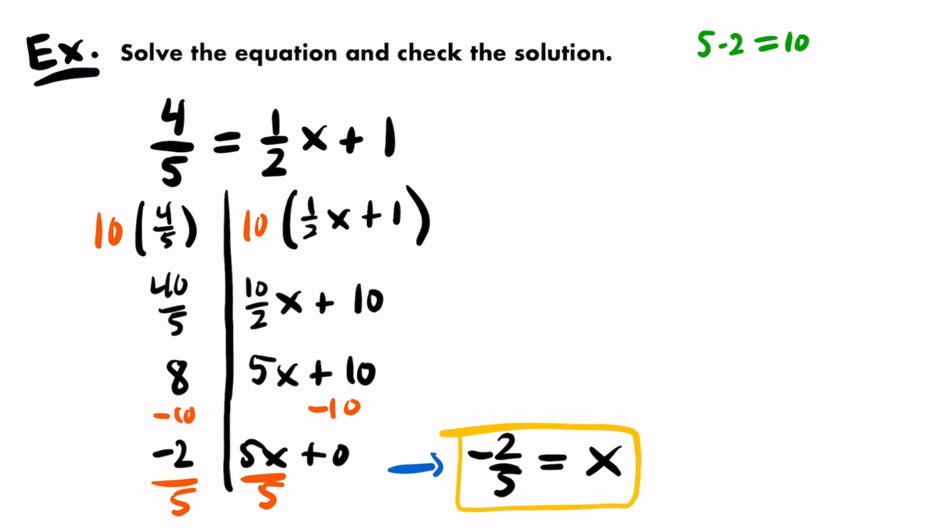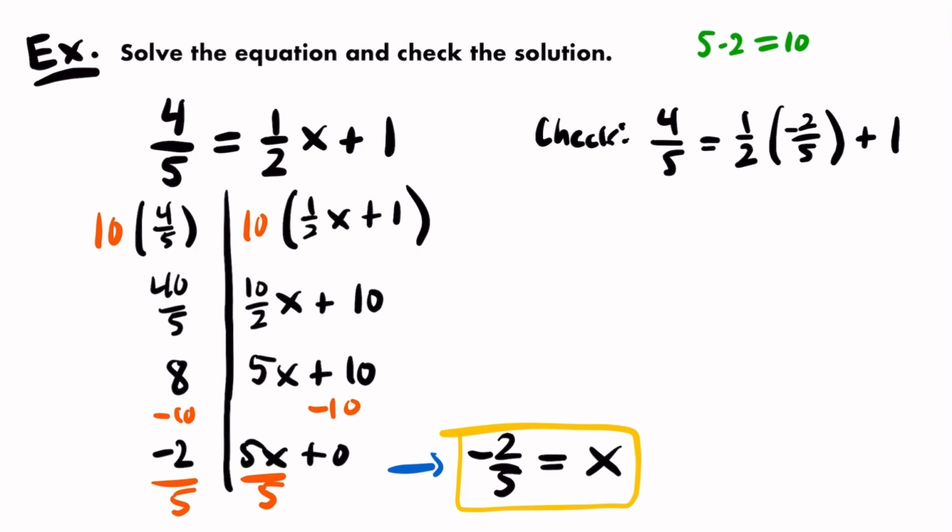Well, let's check it. Let's see if that makes sense. Let's plug that value of x back into the equation and see if the equation is true. Checking our work, we will get this. 4/5 is equal to 1/2 times x, which we are saying is negative 2/5, and then we are adding 1. Okay, now simplifying, negative 2 times 1 is negative 2, and 5 times 2 is 10. So we get 4/5 equals negative 2 divided by 10 plus 1.